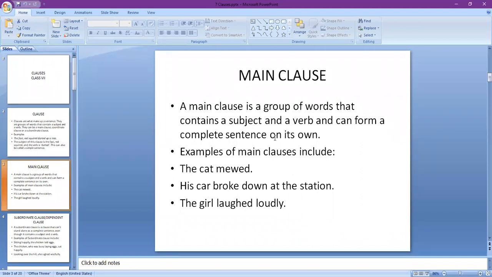Examples of the main clause: Cat mewed. His car broke down at the station. The girl laughed loudly. Now here you can find a subject and a verb together. Cat mewed. Cat is a subject, mewed is a verb, right? So a main clause contains a subject and a verb.